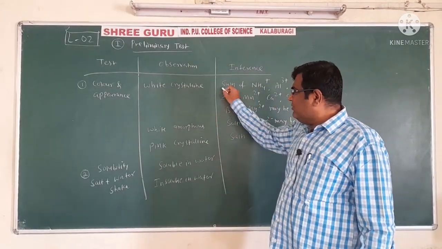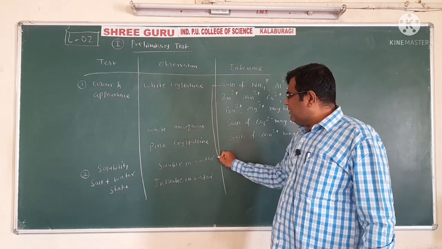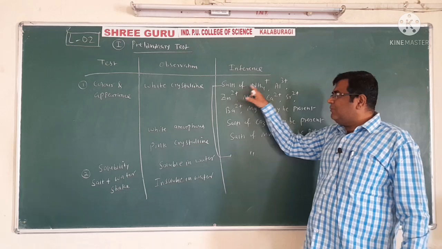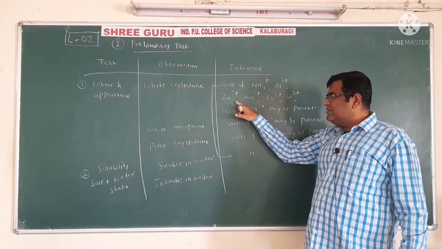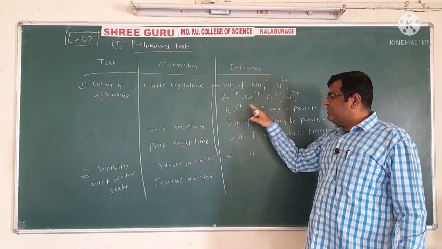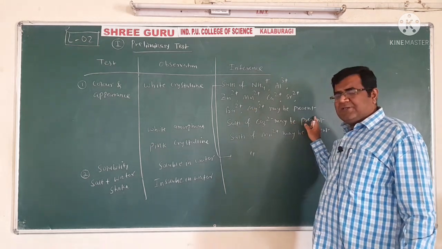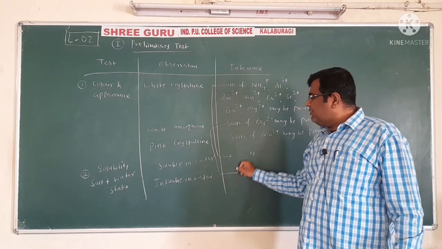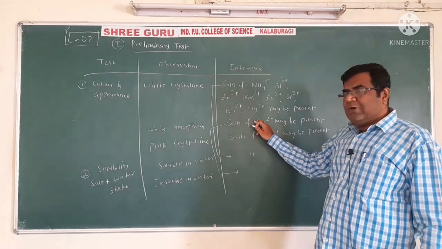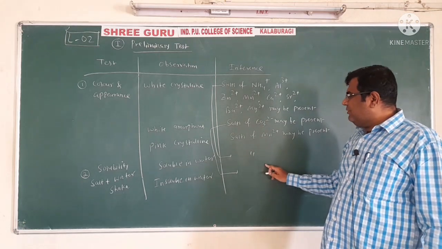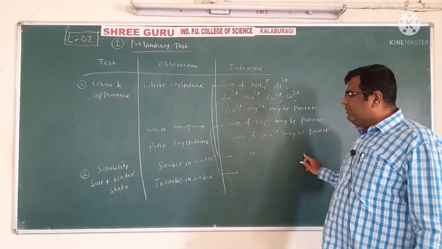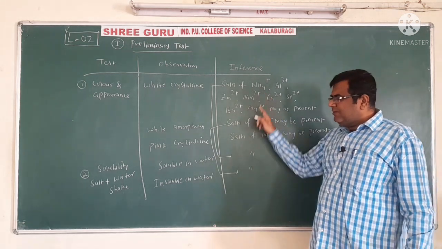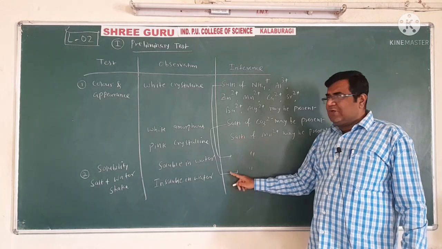So when it is soluble in water, we have to pick up this inference and write it once again here. So it is soluble in water, we have to say salts of ammonia, Al+3, zinc, manganese, calcium, strontium, barium, magnesium may be present. If it is insoluble, we have to pick up the inference from the white amorphous. We have to write it as salt of carbonate may be present. So this we have to write here. So crystalline, soluble, amorphous, insoluble.